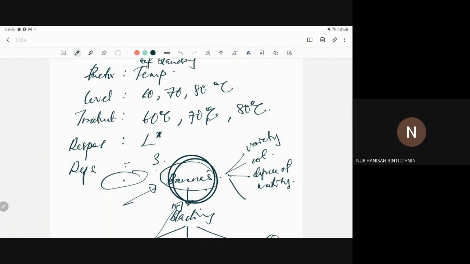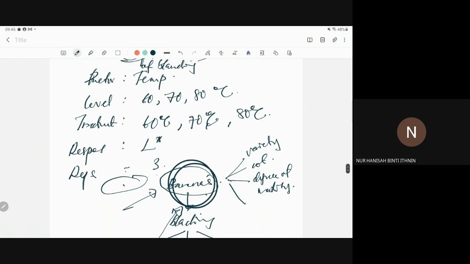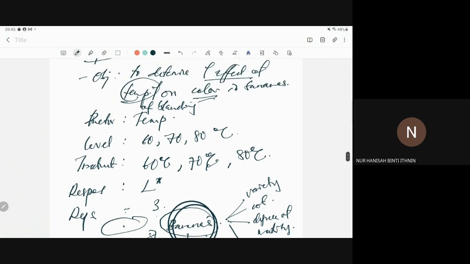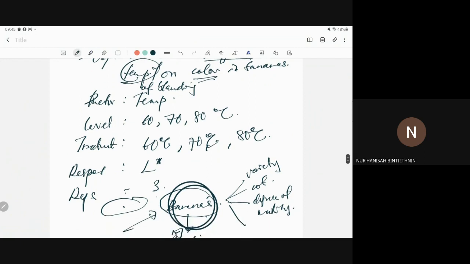What we are interested in is the effect of temperature. So for the temperature, we will vary it, put it at different levels, so that we will be able to determine its effect. Whatever we manipulate, that is the factor.